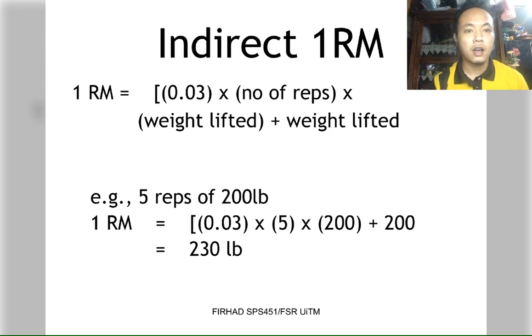Next slide is how you calculate indirect 1RM. The formula for 1RM is 0.03 times number of reps times weight lifted, and the last one is plus weight lifted. For example, 5 reps at 200 pounds: 0.03 times 5 times 200 and plus 200.